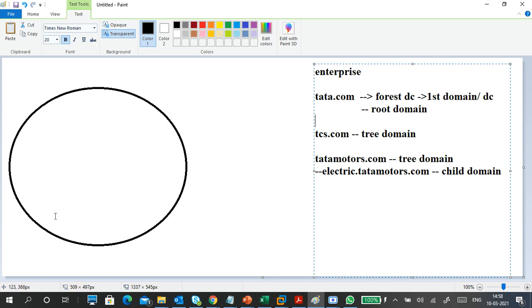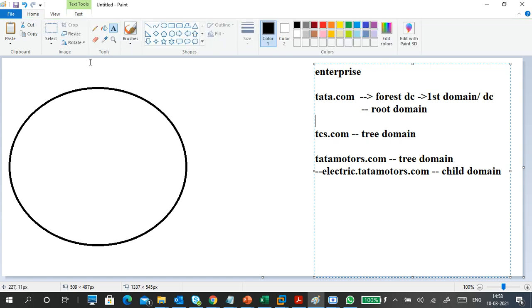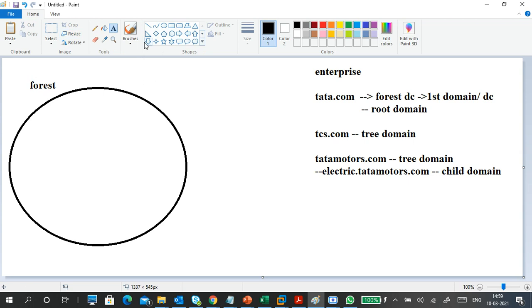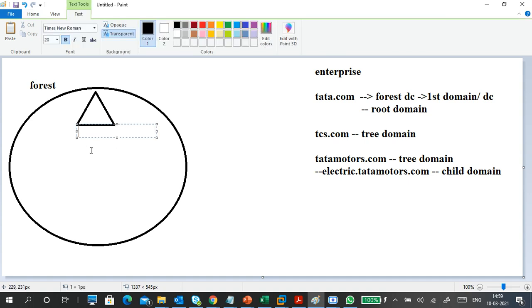The symbolic representation of a forest is like a big zero. Actually, the representation is not zero, it is like a hole. So this is your forest. The representation of a domain is nothing but a triangle symbol. A domain is always represented with a triangle, not an inverted triangle, because the meaning will change. The triangle symbol is the representation of a domain.